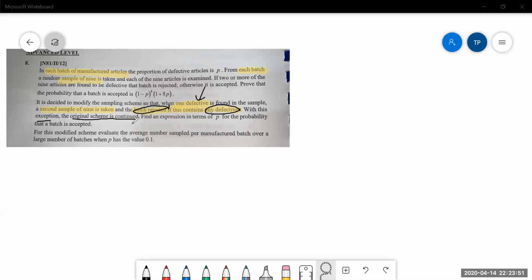Oh, I get what it means already. Two or more of the 9 articles are found to be defective. Okay, I understand what it means already. Okay, look here.